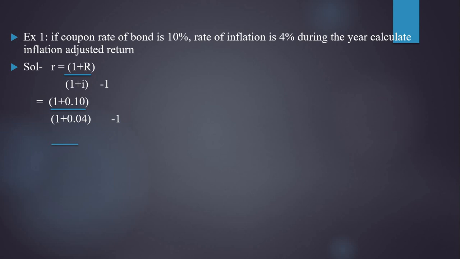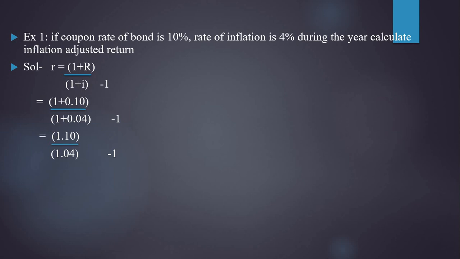I is inflation, which is 4%, so 4 divided by 100 means 0.04 is the inflation, minus 1 as it is. Next we have to solve one by one. So 1 plus 0.10 is equal to 1.10, divided by 1 plus 0.04, which means 1.04, minus 1 as it is.